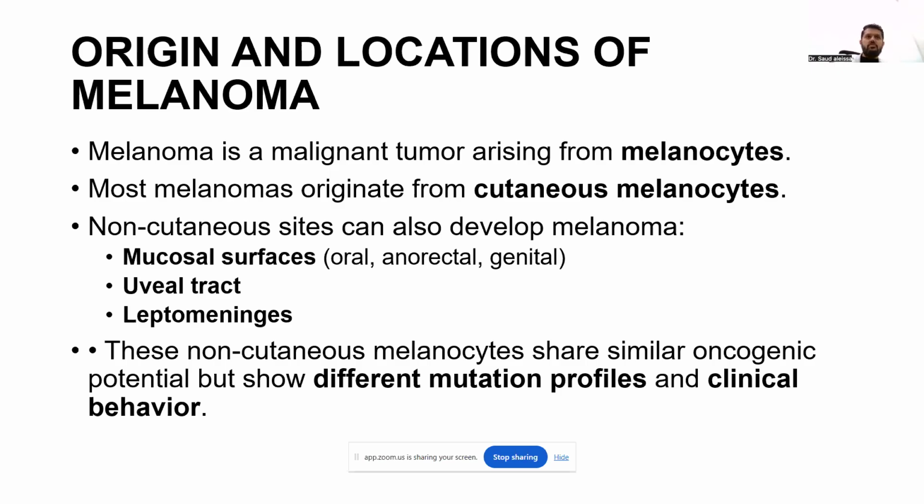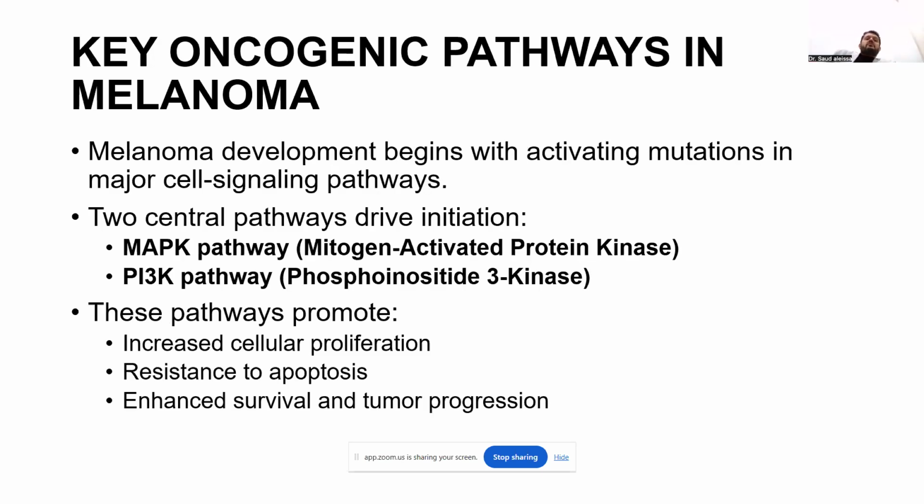melanocytic tumors. Originates from cutaneous melanocytes with no neural crest origin, and that's why we can see it in other regions like mucosal surface, uveal tract, in different locations on the eye, as well as leptomeninges. These melanocytes are different, but they have oncogenic potential. There's key oncogenic pathways.